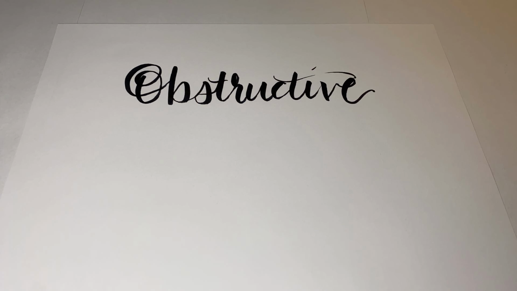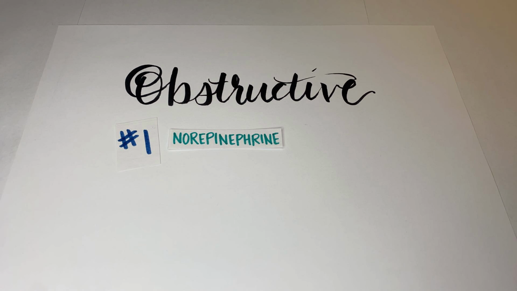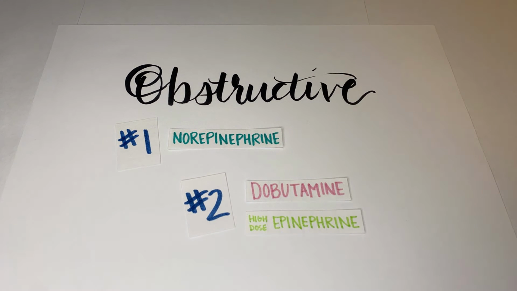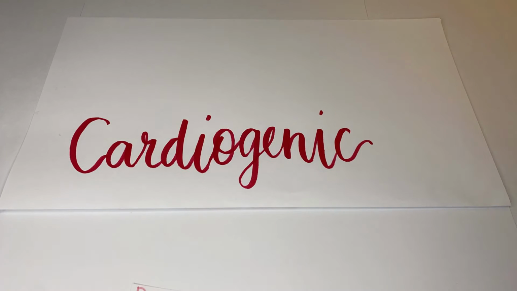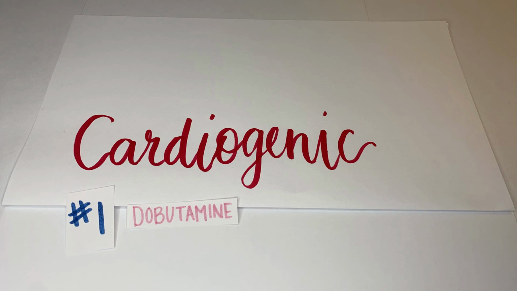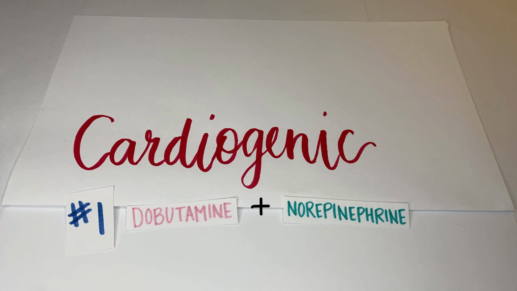In obstructive shock, the first-line agent is again norepinephrine. Second-line agents include dobutamine if more inotropic support is needed, as well as high-dose epinephrine and dopamine for blood pressure support with moderate inotropic support. Dobutamine is the first-line agent for acute cardiogenic shock. One major advantage is its short 2-minute half-life. Dobutamine can trigger hypotension given its beta-2 effects, so norepinephrine is often used in conjunction.